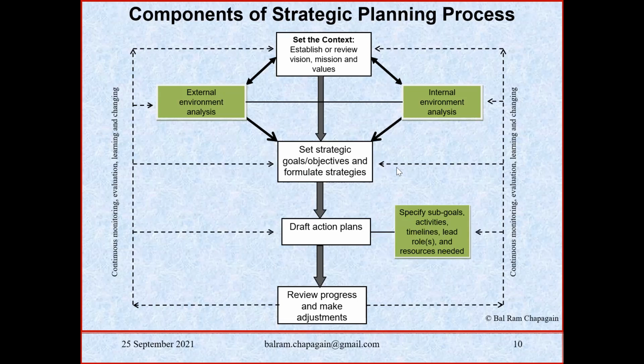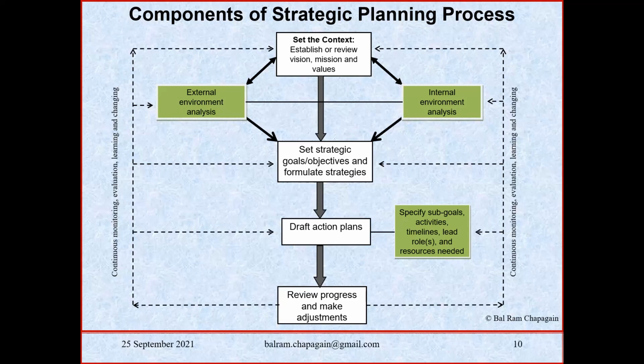So moving on to components of strategic planning process. The strategic planning process involves four components. The first component is to set the context, that is, establish or review a vision, mission, and values.